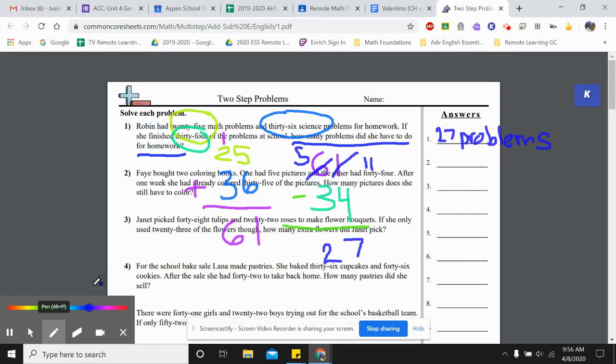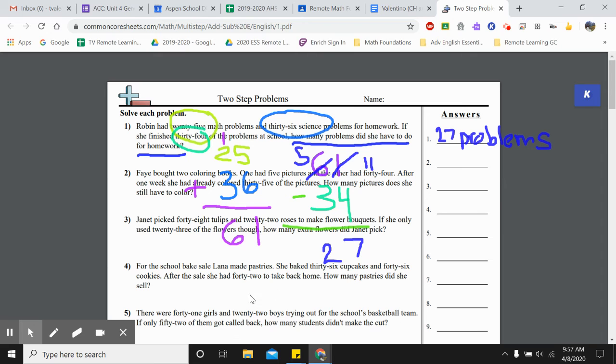Okay, so let's review. Make sure that you read the question. How many problems did she have to do for homework? Then you want to make sure you highlight or circle or really understand what the problem is actually saying. She had 25 math problems. She had 36 science problems. Altogether, she was assigned 61 homework problems. She completed 34. So we subtracted 61 minus 34. And how many problems did she have to do for homework left over? 27. So we write our answer right here.